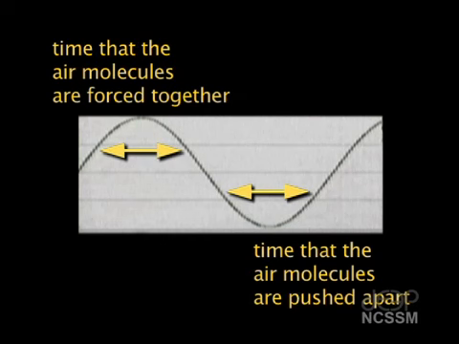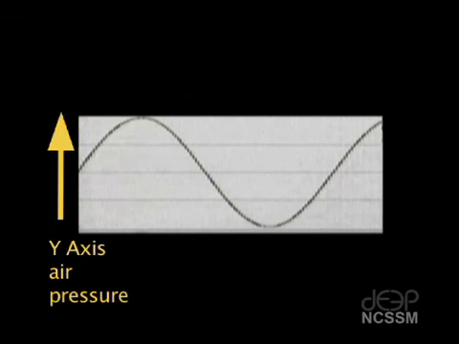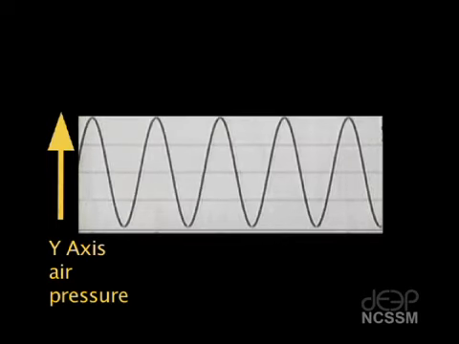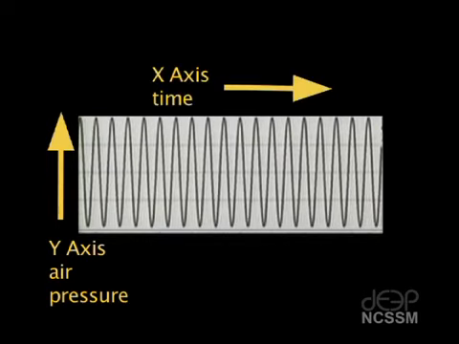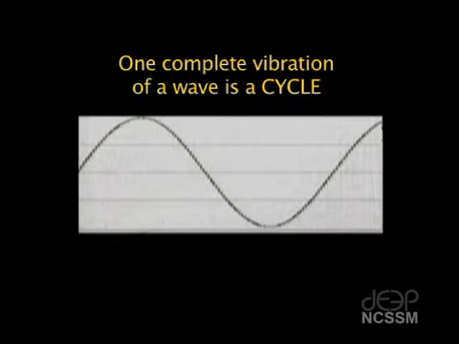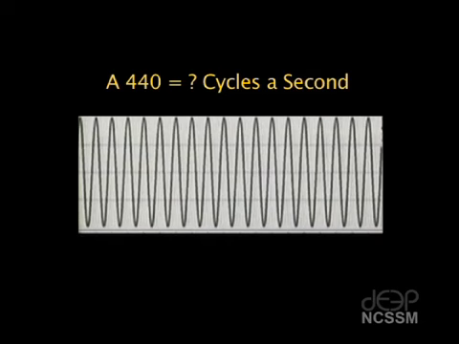So, the y-axis is air pressure. You will notice that it happens over and over. This takes time, so the x-axis represents time. One complete vibration of a wave is known as a cycle, and this is how we begin to relate these pitches to numbers. Can you guess how many complete vibrations or cycles an A440 goes through in 1 second?